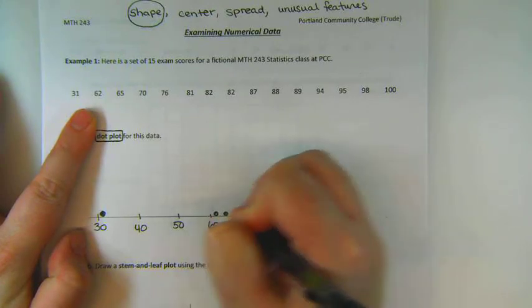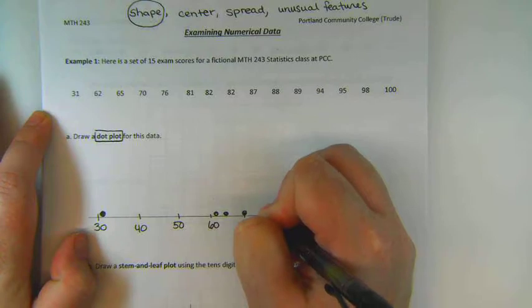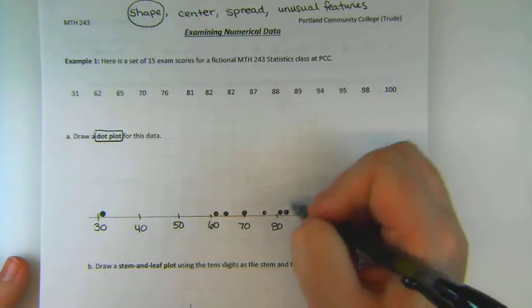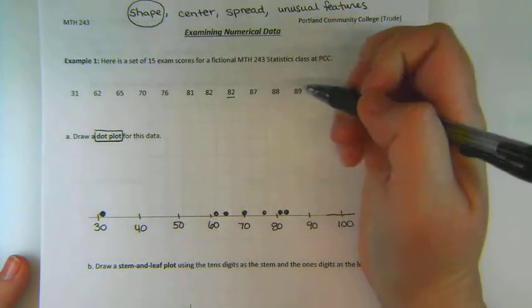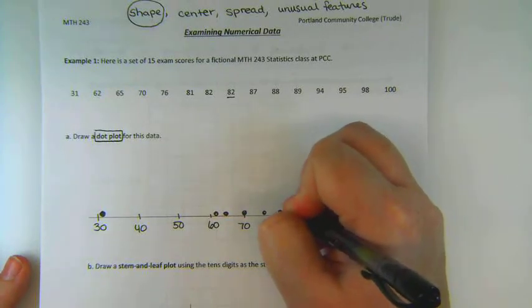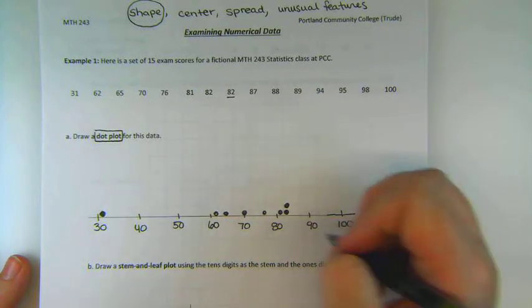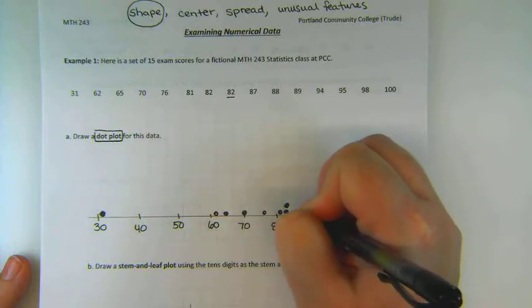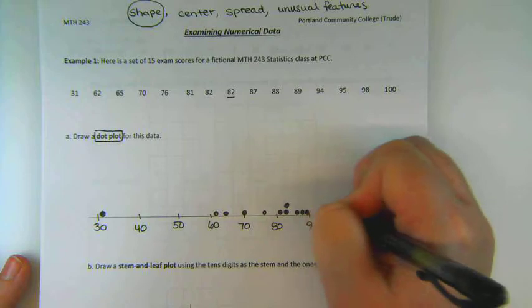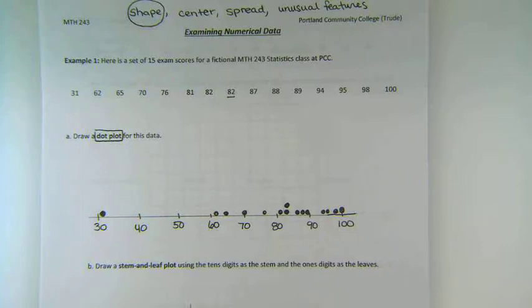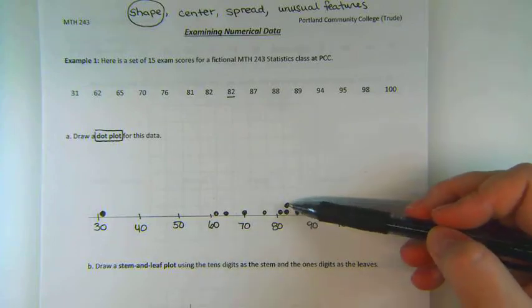62, 65, 70, 76, you just get as close as you can. 81, 82, and then what we'll notice at 82, there's a second value. So with our dot plot, where we plotted a point already at 82, because there's a second one, you stack the dots. So we'd have a second dot there, and then 87, 88, 89, 94, 95, 98, 100. And that's our dot plot. So make a consistent scale along a number line, and then plot the dots above the points, and if they're repeats, you stack them.